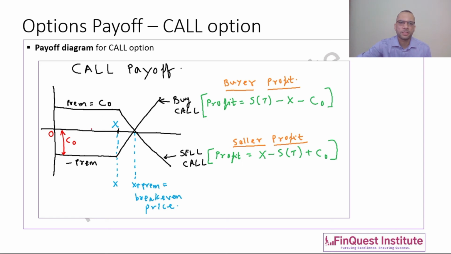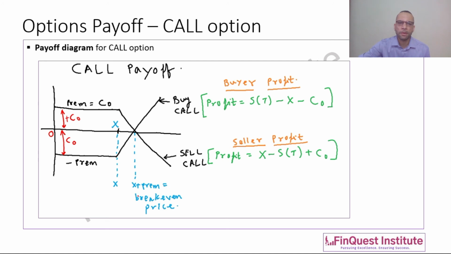Now contrast this with the option seller. In case I have sold the option to a counterparty, that means I am receiving a premium. So that's why you have a plus C0 here, because this is a cash inflow for me. If I have sold the call option, then I will be in the money as long as the underlying price is below the strike price. But after the underlying starts exceeding the strike price, I start losing money as an option seller.